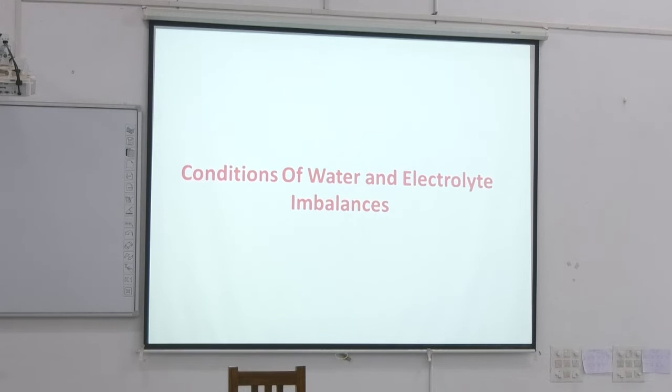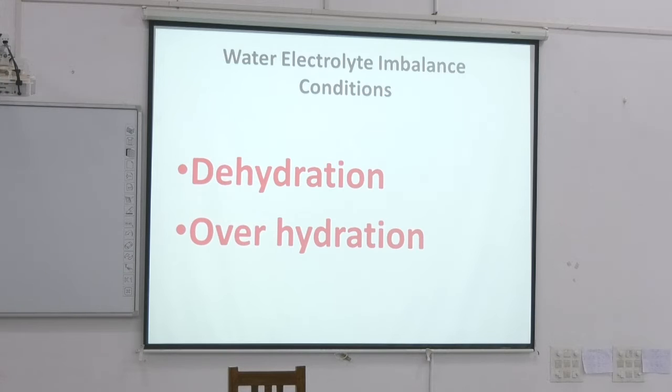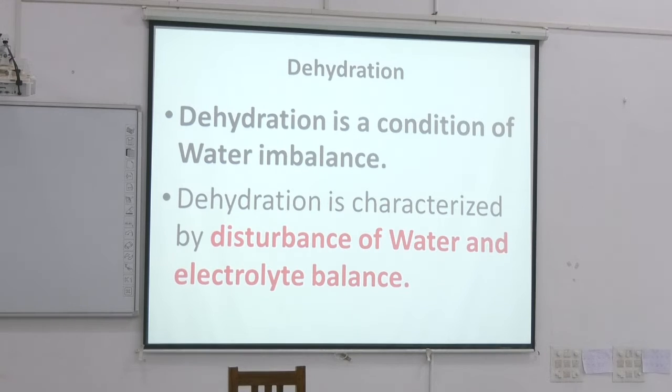Now, the clinical conditions which can cause water and electrolyte imbalances. The first one is dehydration, the second one is overhydration. Dehydration is loss of water from the body in the case of vomiting or severe diarrhea. Dehydration is the condition of water imbalance that is mainly characterized by disturbance of water and electrolyte balance.